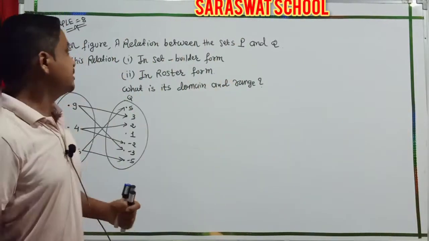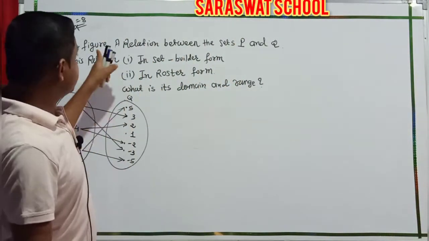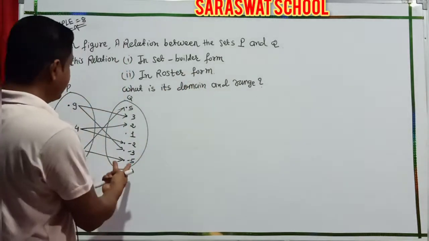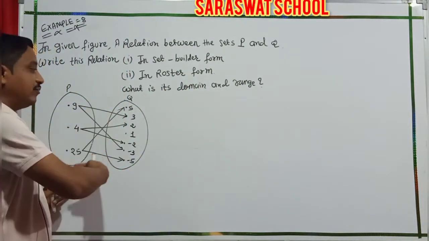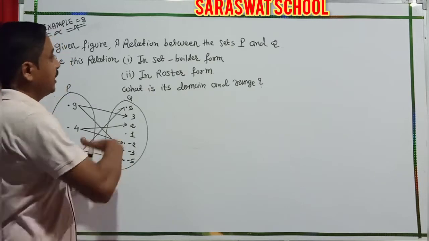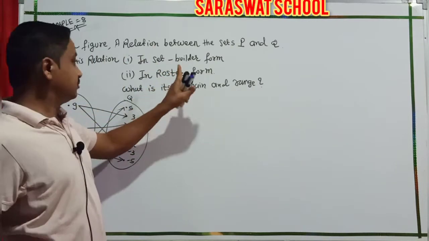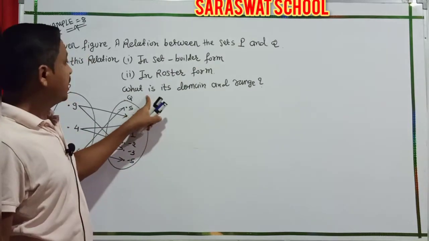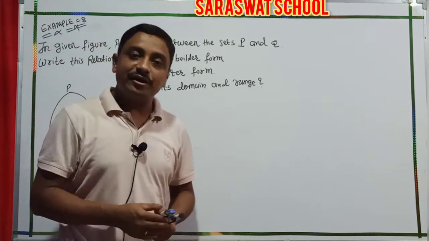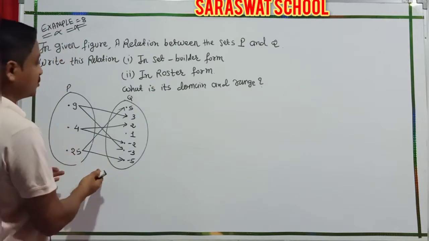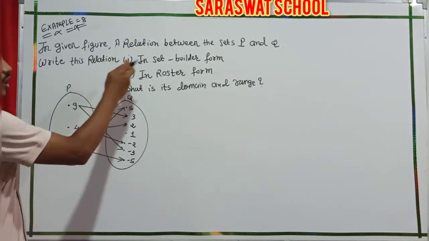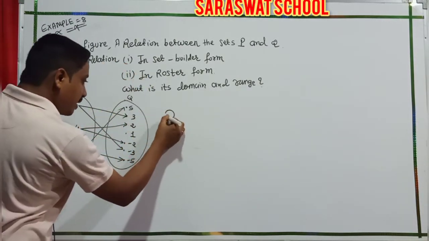Now continue students, our example 8. In this given figure, two figures are given already. The domain part is given and the codomain part is given. And we find the relations between P and Q in set builder form, roster form, and the domain and range. So it's very easy students. Check what kind of relation it is.